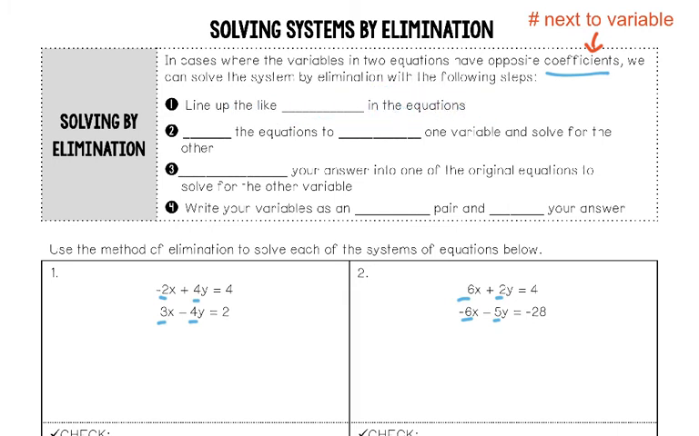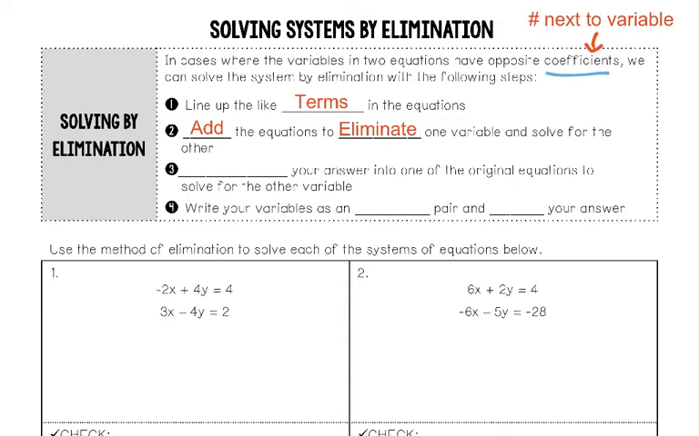So let's go ahead and get into it. Number 1, line up the like terms in the equations. Like terms means that x's line up with x's, y's line up with y's, and your numbers line up with numbers on the far right. Number 2, we are actually going to be able to add the equations. By doing that, we'll eliminate one variable and we'll solve for the other one.